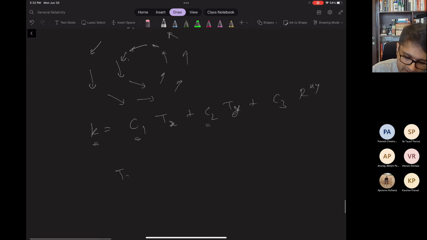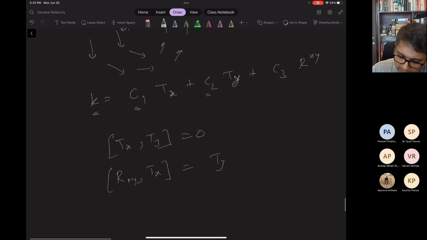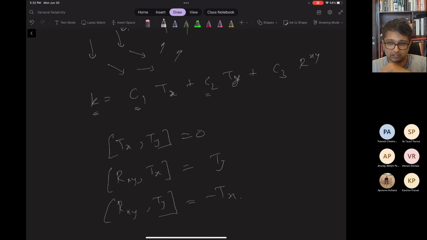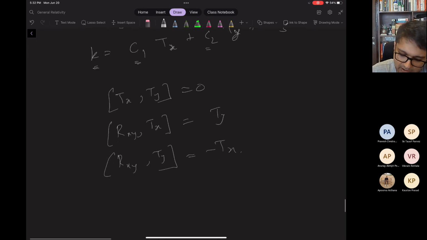The algebra of these killing vector fields is closed. So this is 0. The bracket of Rxy with Tx is something like Ty, maybe up to a minus sign. Rxy with Ty is minus Tx. So this is what the algebra of these killing vector fields looks like. And obviously any killing vector Lie bracket with itself is 0.